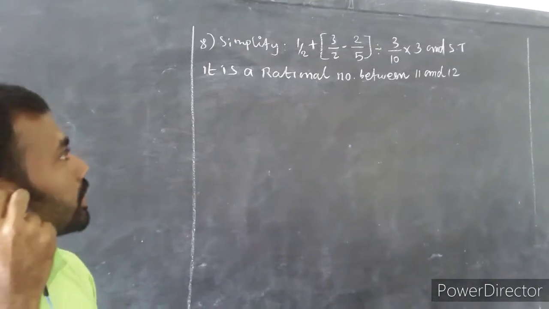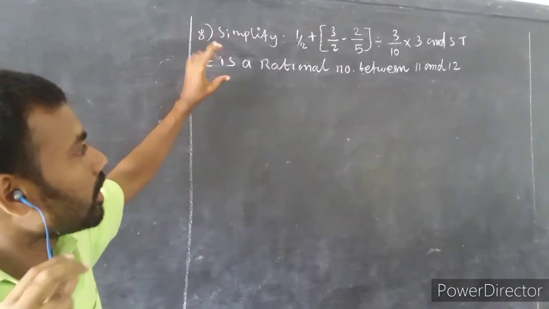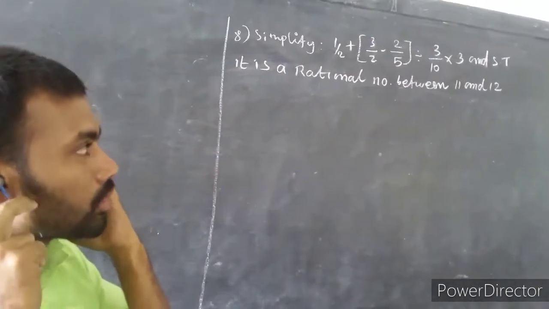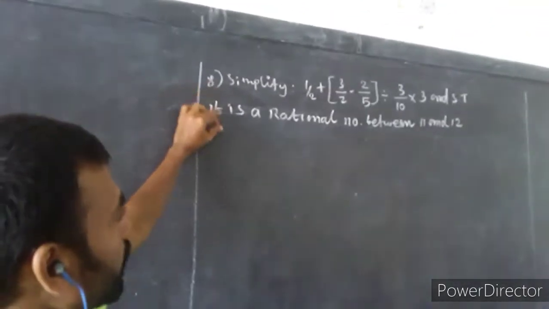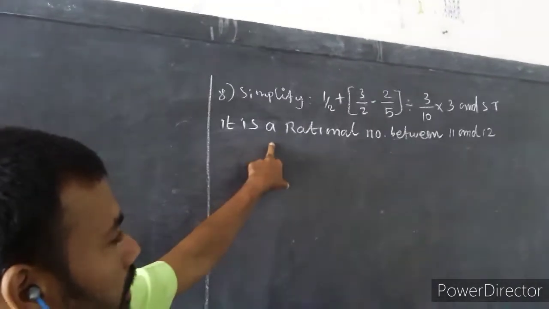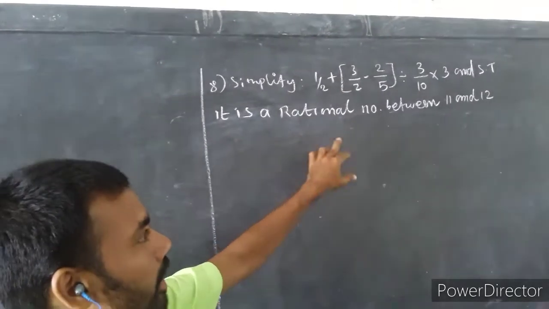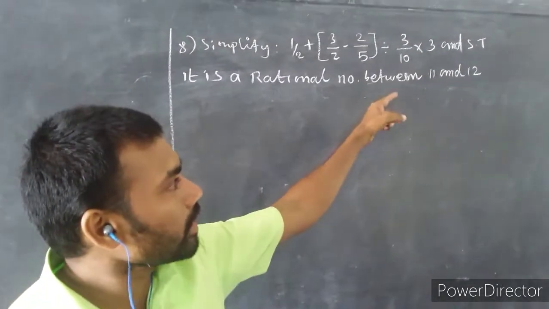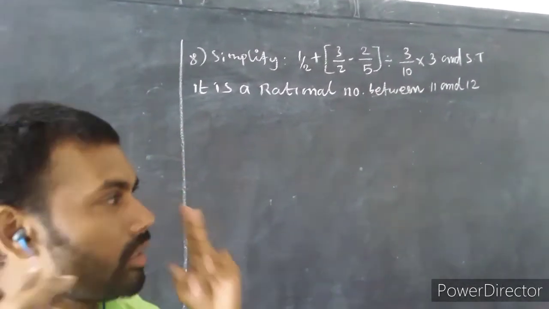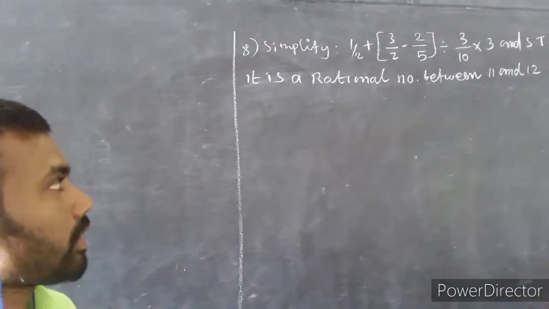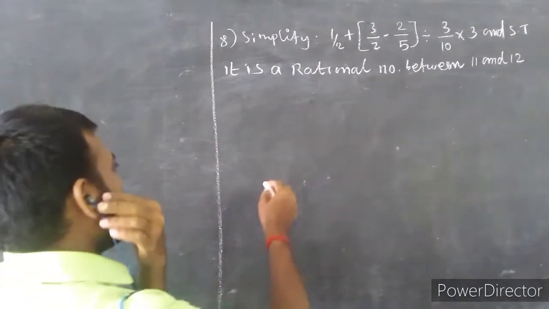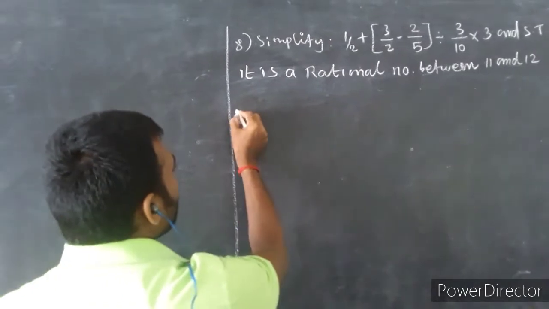Students, first let us understand the question. The answer is two things: first, verify it is a rational number, check whether your answer is a rational number or not, and then check whether that answer is between 11 and 12 or not. So you solve two results. First, simplify the given question.